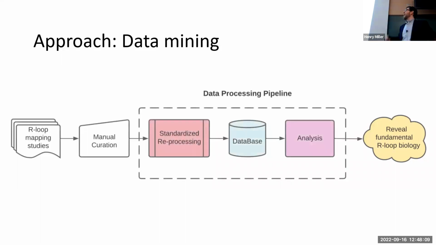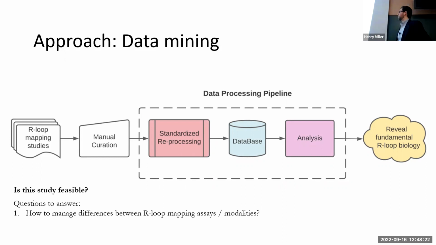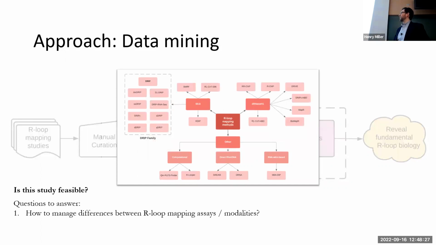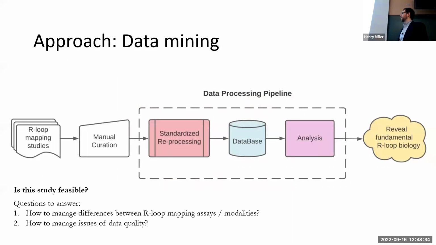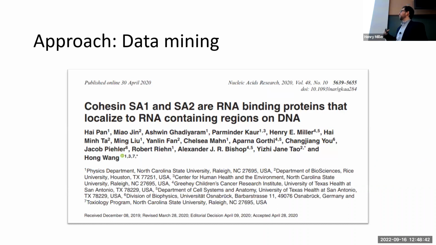However, there were a few outstanding questions remaining about the feasibility of this study. In particular, one issue was, of course, how do you manage the difference between R loop mapping assays and modalities? And just to refresh your memory, there were quite a few of them, and we expect at least dRNH and S9.6 to give us somewhat different results. And then two, how do you manage issues of data quality? The reason that this got brought up was because of a study that I had the opportunity to be a part of that got published in NAR back in 2020.